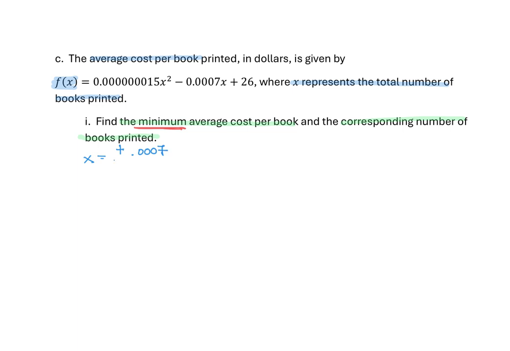0.0007 divided by 2 times the very small coefficient. I think there were 7 zeros in that problem. And if we do this, we get 0.0007 divided by 0.00000003. I think that's right.